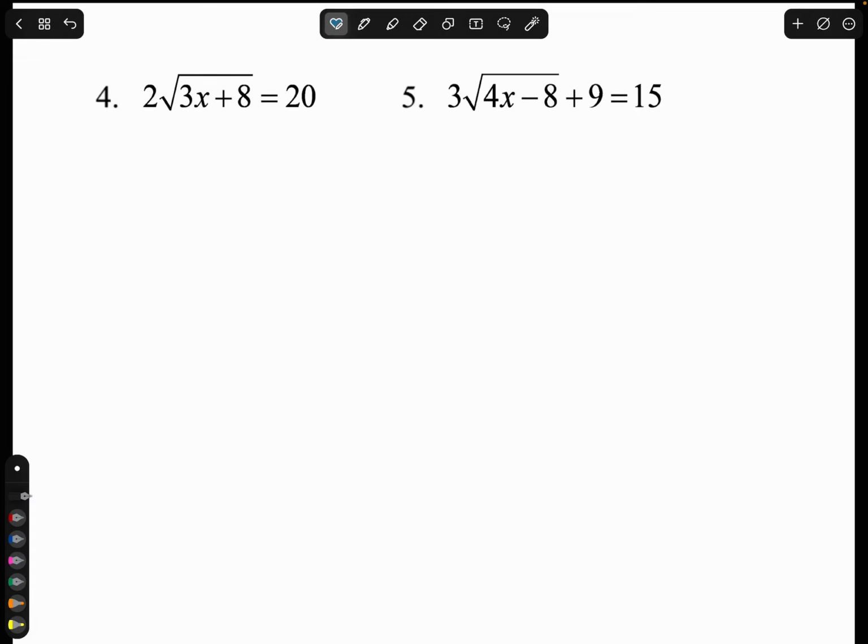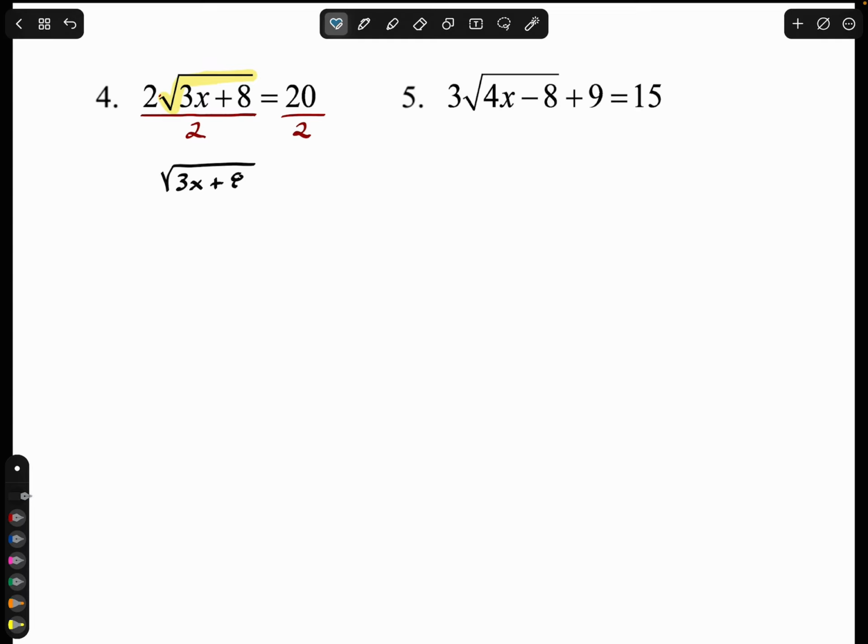Let's move on to number 4 and 5. Now these ones are radical equations, okay? So we can still solve them the same way by trying to isolate our grouping symbol that contains x. In order to do that, we're going to have to get rid of the 2 on this first one. So it says 2 times the square root of 3x plus 8, and that equals 20. So since we're multiplying, we're going to divide both sides by 2 first.